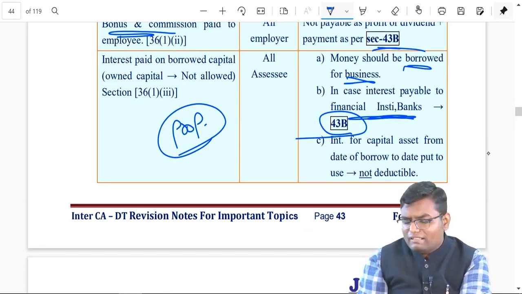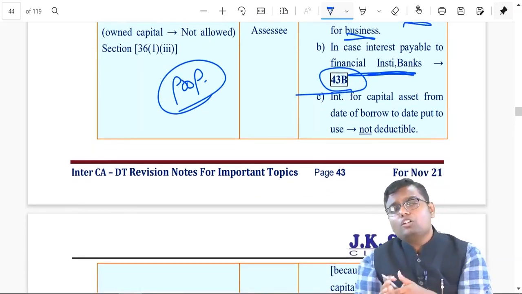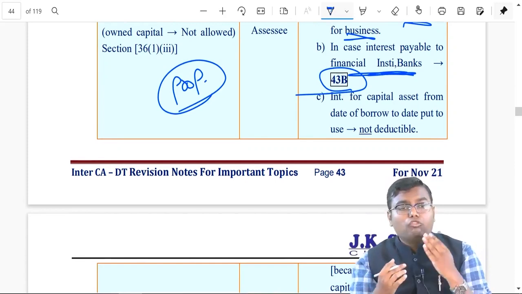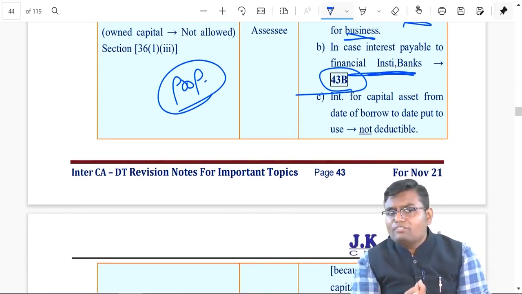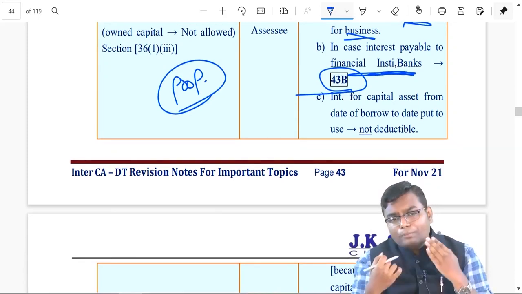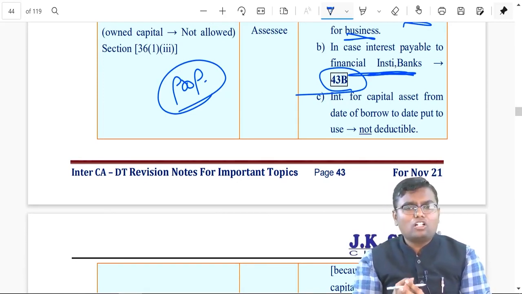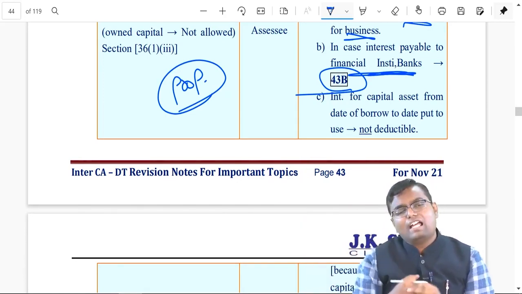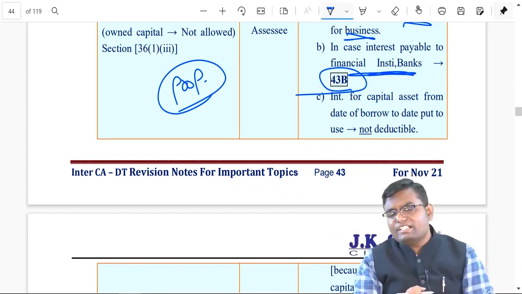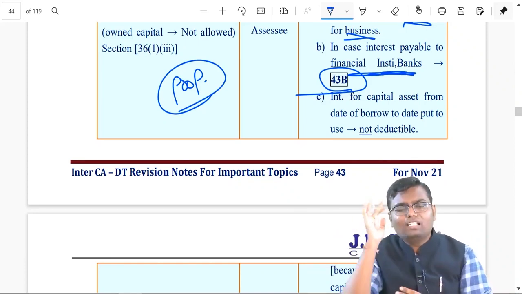Another thing that I discussed earlier also: if you took a loan to purchase any capital asset, whatever is the interest up to the date on which you have put the asset to use, up to that date, deduction of interest will not be allowed because it is to be capitalized. After the asset is put to use, whatever interest you pay on that loan will be allowed as a deduction.